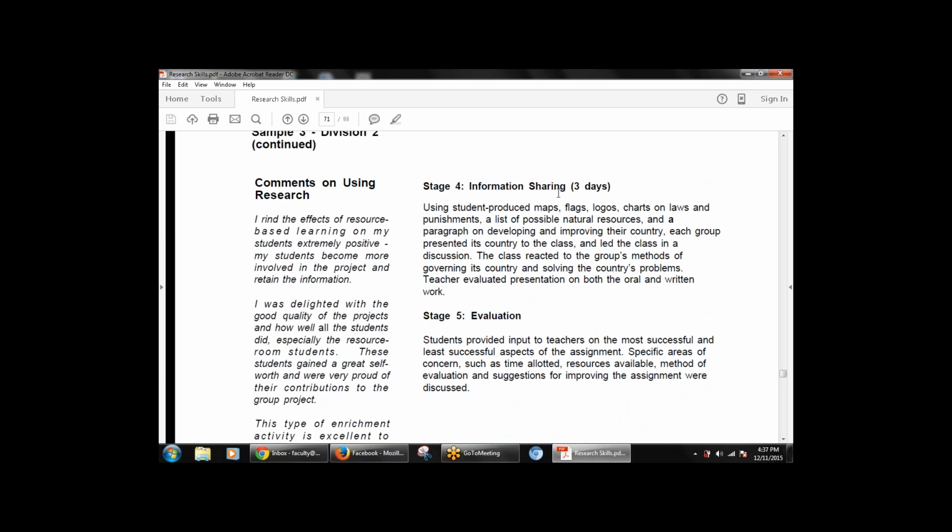And the teacher also evaluated the presentation on both the oral and the written work. So the teacher also evaluates whether the information is correct or not. That is information sharing. Then stage number 5 is evaluation.